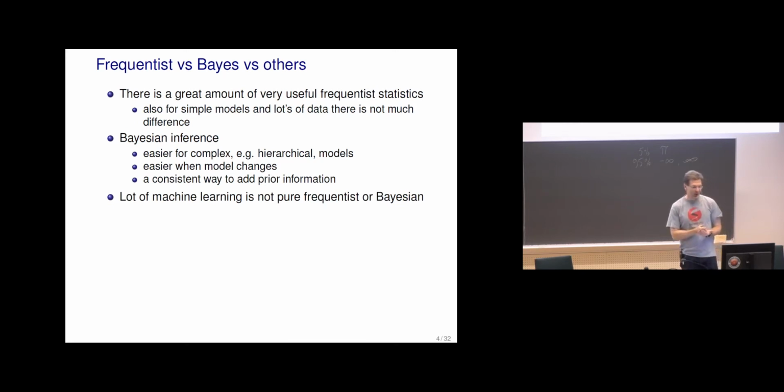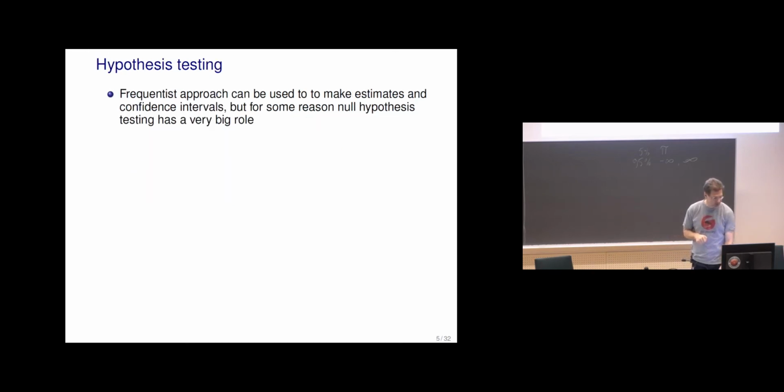A lot of machine learning is not purely frequentist or Bayesian, so it's not just these two probabilistic schools. There are a lot of very pragmatic approaches, picking whatever works, and then somewhere in between.